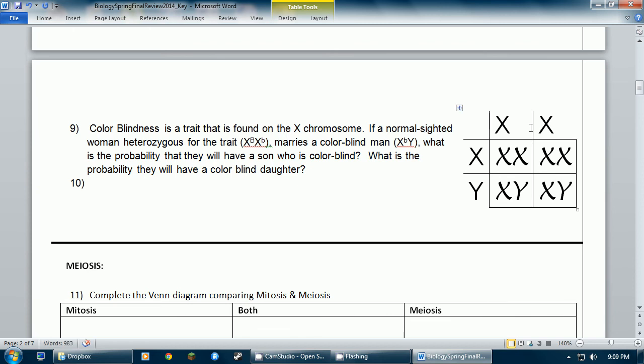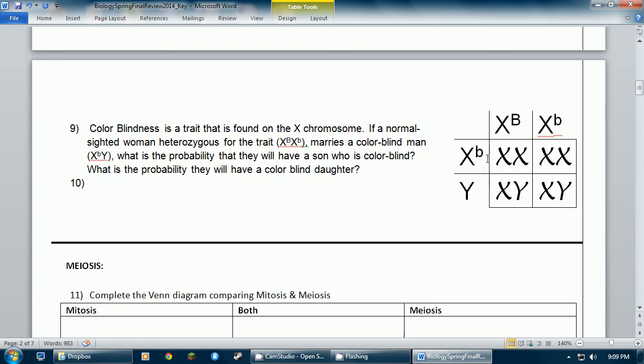So the woman will be capital B, lowercase b. She marries a colorblind man, and so the man has a lowercase b and a Y, and you'll notice the Y doesn't actually have the gene. The reason why is because our Y chromosome is actually lacking a lot of information. It's very small. It lacks a lot of information that the X chromosome carries. So what is the probability that they will have a son that is colorblind?